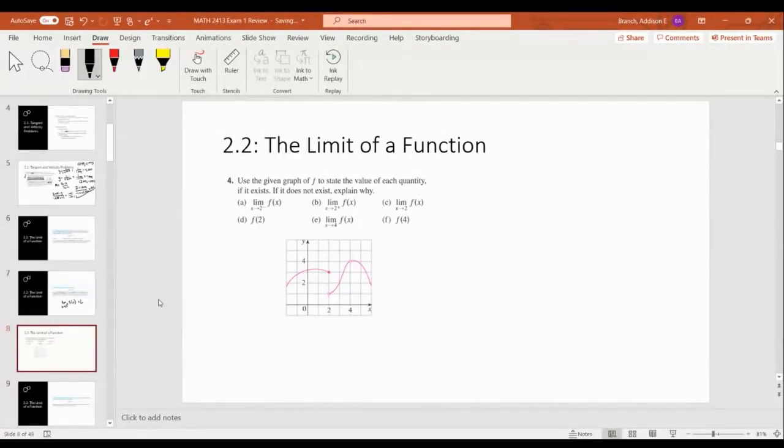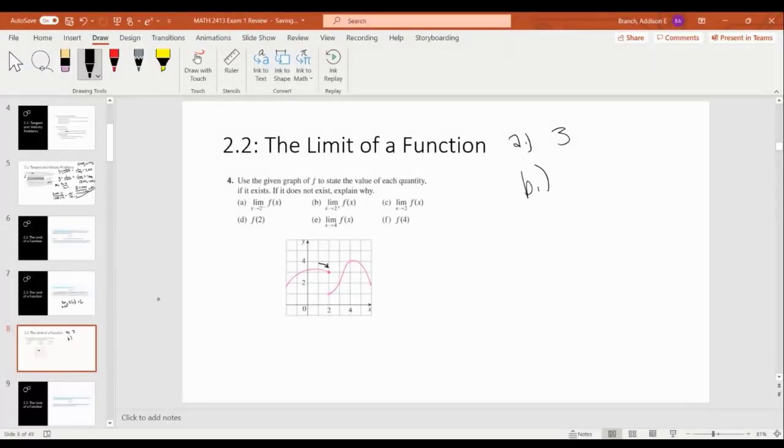All right, so this is just a quick conceptual example. If we're given a graph of f, they'll tell you to explain each quantity. For example, for part a, they're telling us to look as x approaches 2 from the negative side. That means we're going to approach from the left. As we get close to 2, we get close to the point (2, 3). So we can say that that limit is equal to 3.